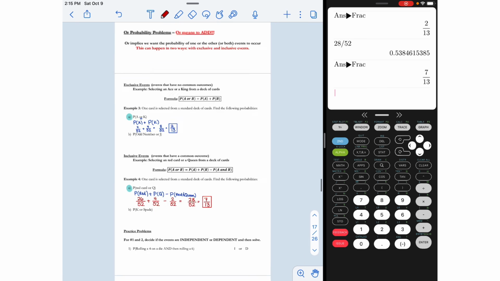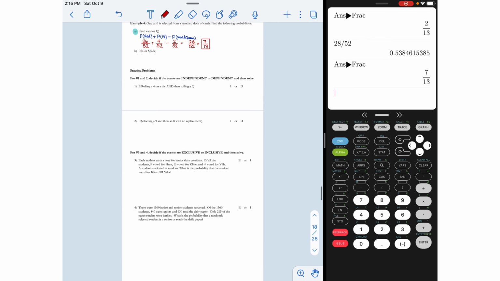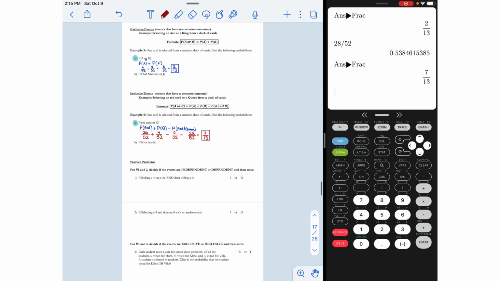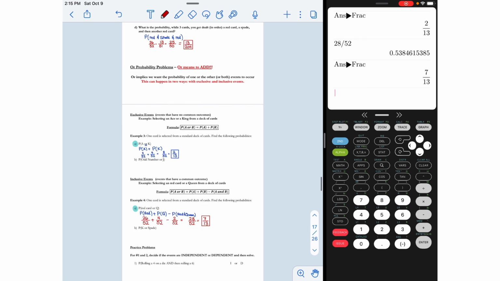All right, so that is the gist of the notes. There are practice problems to do. I certainly want you guys to take a look at my answer key to answer those and make sure you fully understand. But that's it for the video.